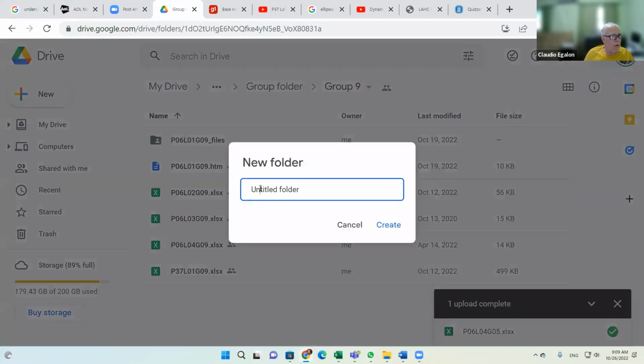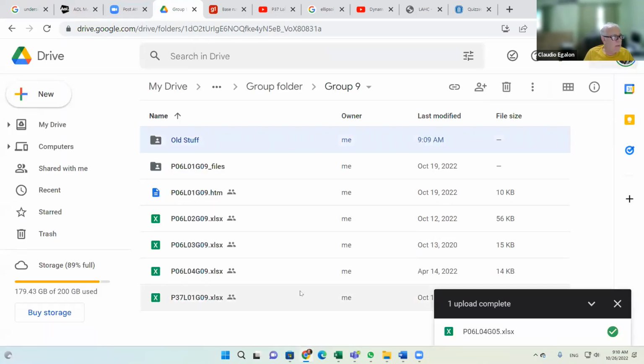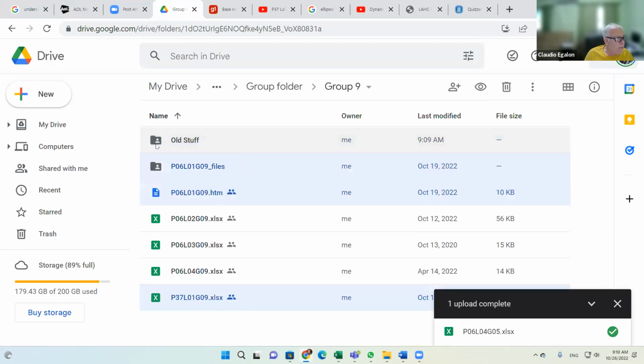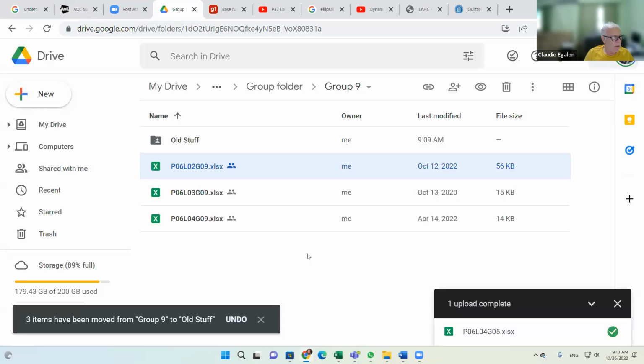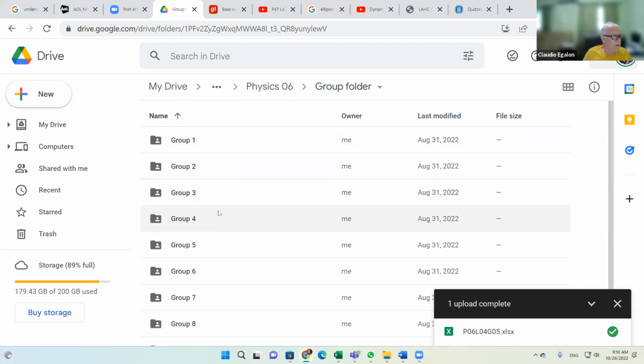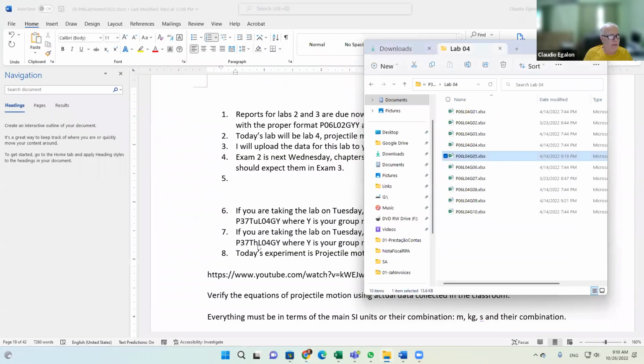Yeah, new folder, old stuff. Isn't that nice? We can do that today, right? Now let's see, here we go, HTML. Okay, everything that's lab 1 is moved here. Okay, group 9, I see Excel spreadsheets for lab 2 and 3, but I do not see the Word documents for lab 2 and 3, okay? So now we are in good shape here, and then I will take care of the other groups later on, okay? So you have your spreadsheet there.